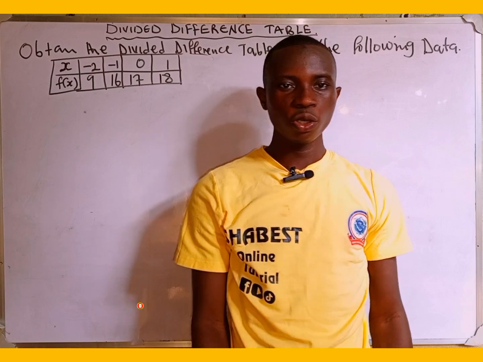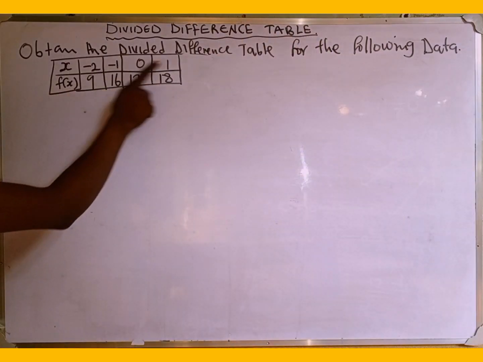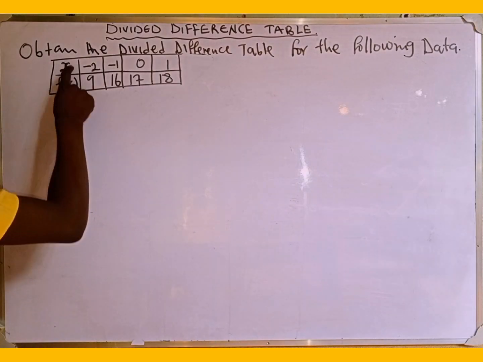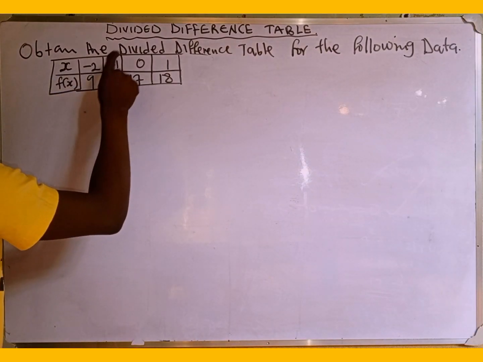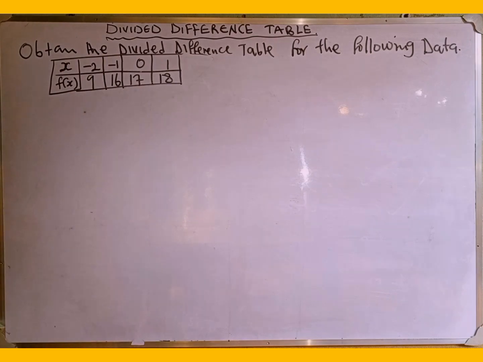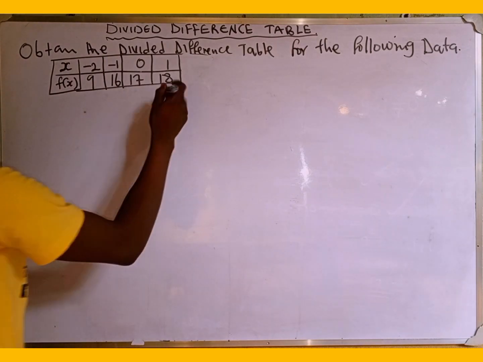So the question on the board reads: obtain the divided difference table for the following data. The data given, we have x, which is -2, -1, 0, and 1, and f of x is 9, 16, 17, and 18. So let's get started with the solution.